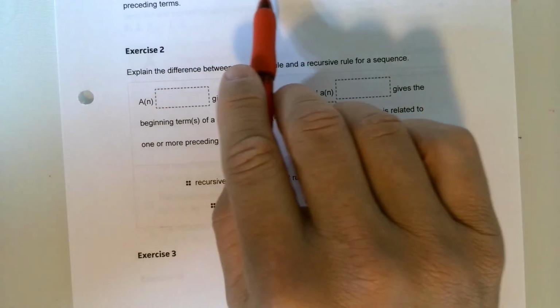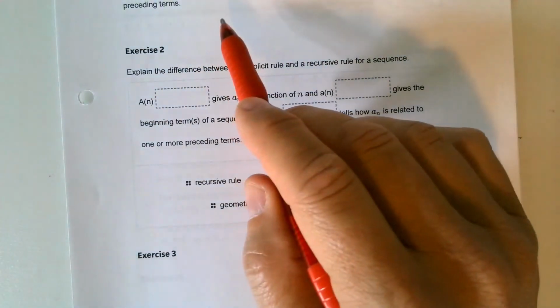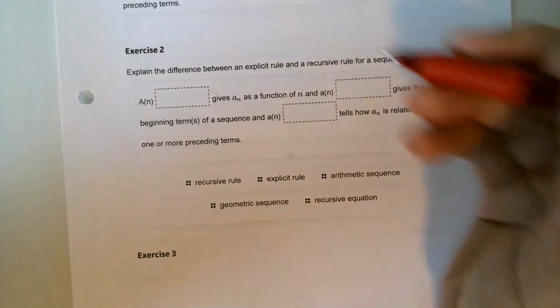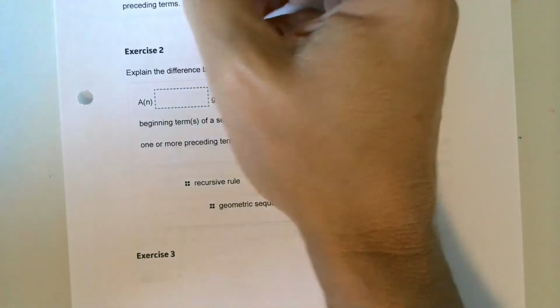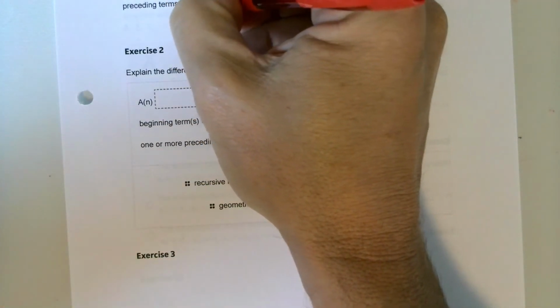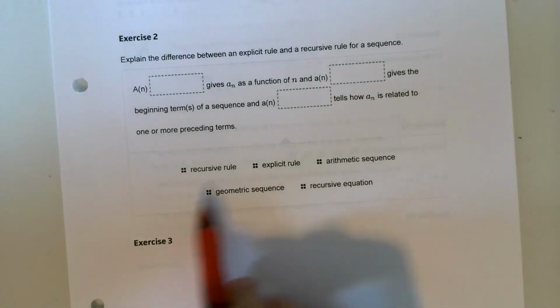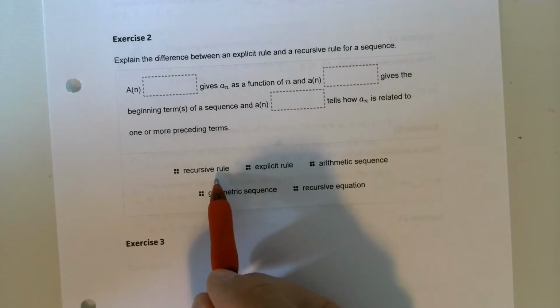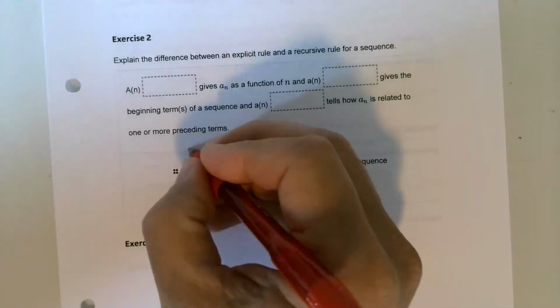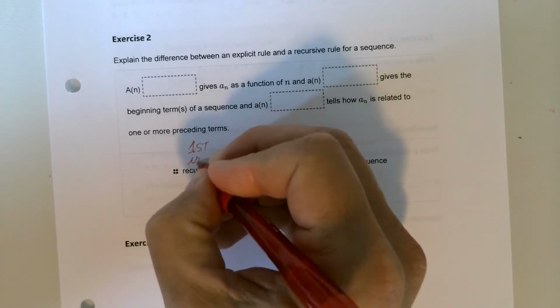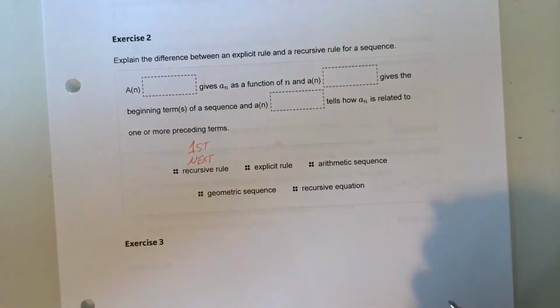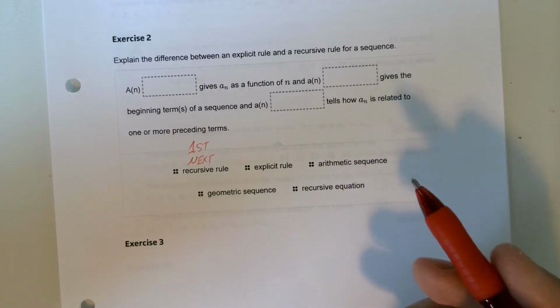A recursive blank tells how the nth term of a sequence is related to one or more preceding terms. We're going to say that that is called a recursive equation, and you can fill that one in. Sorry, equation for that one. A recursive rule is an equation that tells you the first term and how to get to the next, or using some things to get all the rest of them.